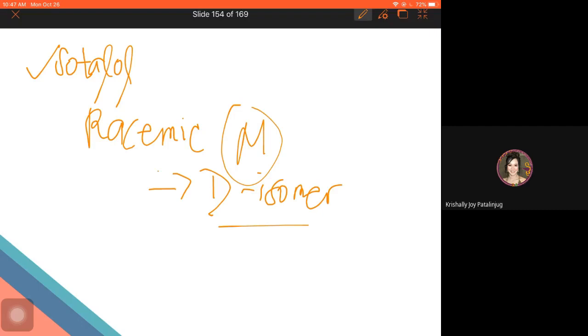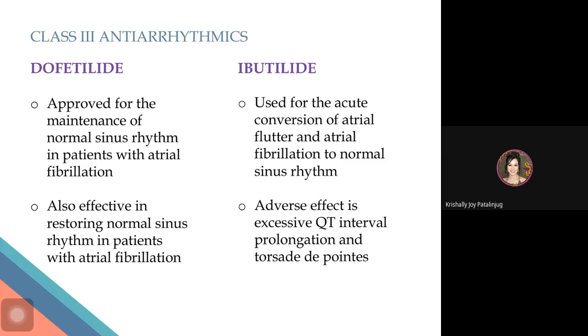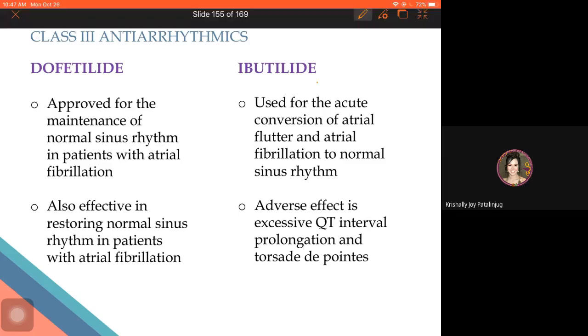Next, we also have the Ibutilide and Dofetilide. Dofetilide is used as maintenance for the normal sinus rhythm and is also effective in restoring normal sinus rhythm in the heart. And Ibutilide, mainly it is used for the acute conversion of atrial flutter, which has an adverse effect of prolongation of QT interval resulting in torsades de pointes.